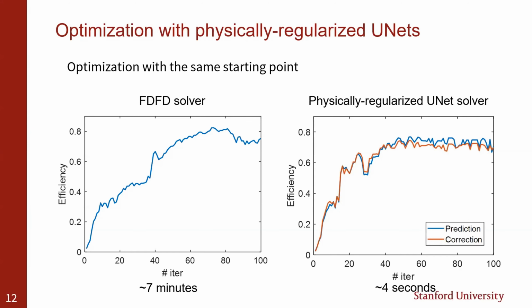So to check if the efficiency prediction is trustworthy, we plot out this red curve, which is sort of a corrected version of the efficiency by taking the device at each step and using the FDFD solver to calculate the ground truth efficiency. And we see that the two curves match pretty well. And this indicates that the physically regularized unit can provide pretty accurate results for both gradient and efficiency.